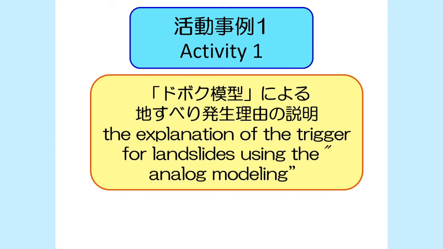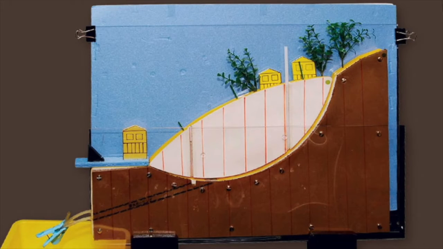First, I'd like to explain the trigger for landslides using analog modeling. Let's watch the next video. In this model, the brown bottom part is stable ground or a stable mountain, and the upper white slice is the sliding mass of a landslide area. In the case of a landslide, there is a slippery surface on the boundary between the brown and the white part, like the skin of a banana. The upper white slice is not sliding now.